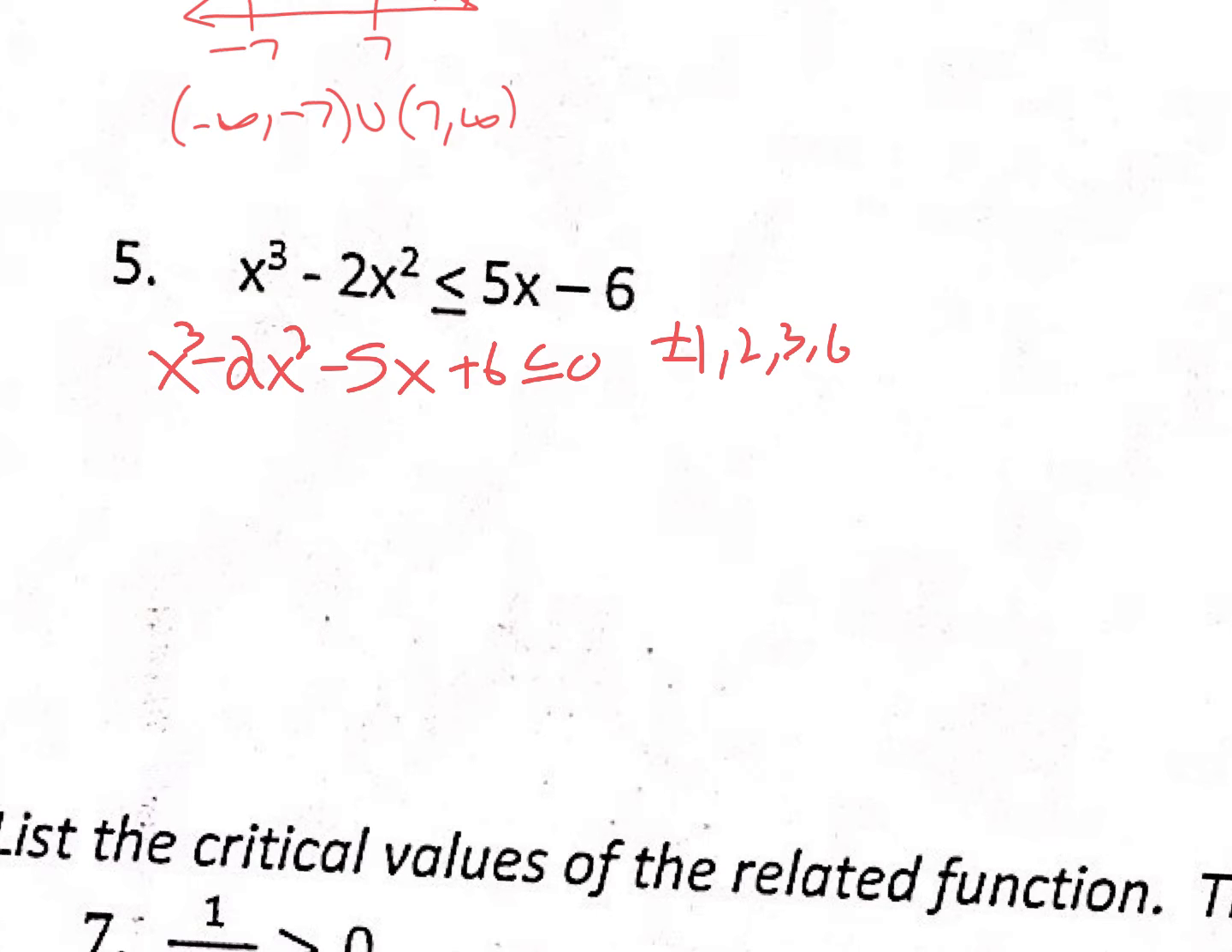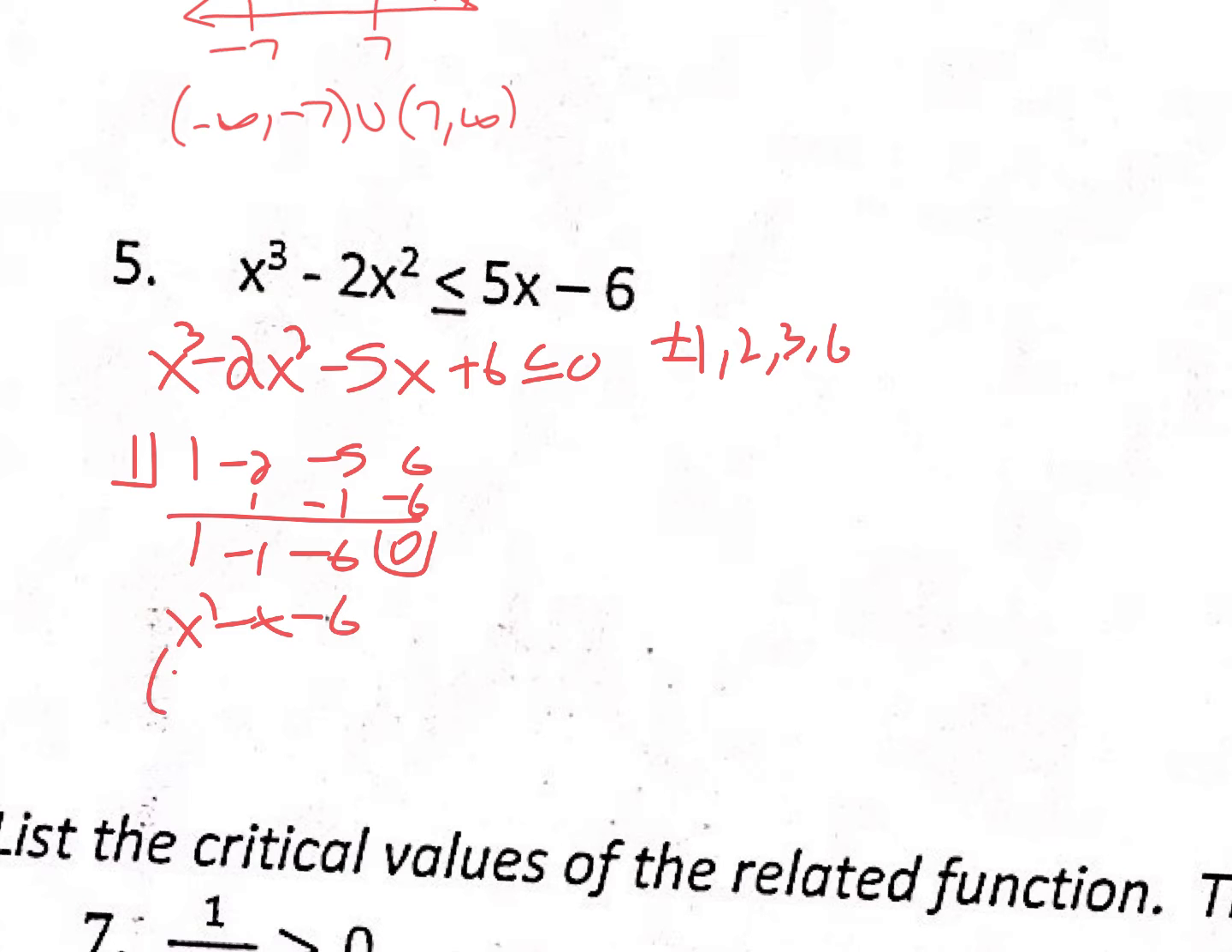Going to punch in the calculator. When I do that, it looks like it crosses the x-axis at 1. So I'm putting 1 in the box. I got to make sure. Like, it could be deceiving. So bring the 1 down, multiply, add, multiply, add, multiply, add. And sure enough, it does cross at 1. That leaves me x squared minus x minus 6. If I factor that, I get 3 and plus 2. And that's what I need right there.